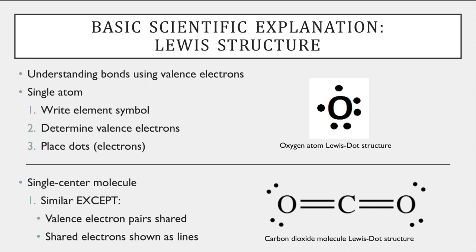For a single center molecule, the steps are similar except that valence electron pairs are shared between atoms to form bonds. This can be seen in the carbon dioxide example. Here, shared electron pairs are represented by lines and the unbonded electrons remain as dots.